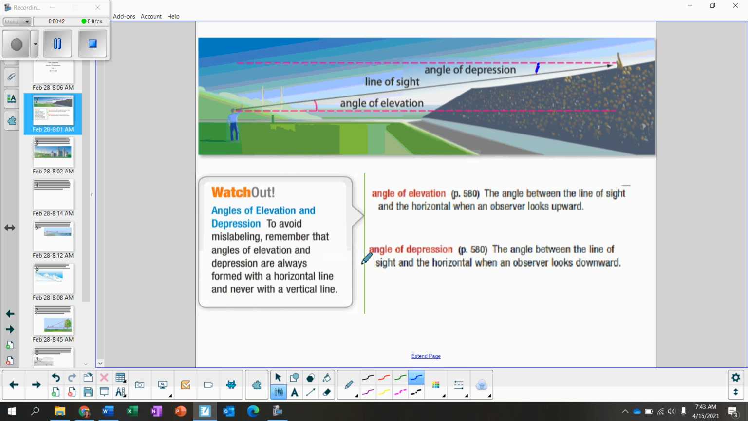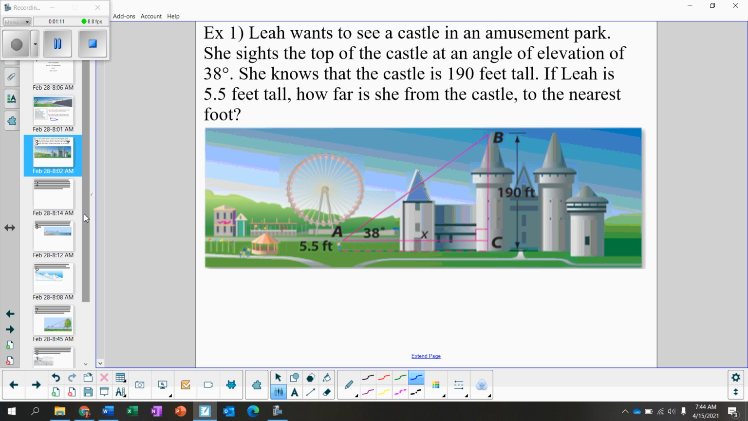The biggest mistakes people make are if they're looking at the picture like this, they call this angle the angle of depression. But this angle is not formed with a horizontal line. This angle is formed with a vertical line and a diagonal line. The only angle of elevation or depression here is based on the horizontal line, so it's down here, and that's the angle of elevation. We're going to use angle of elevation and depression to find missing things in word problems, basically.